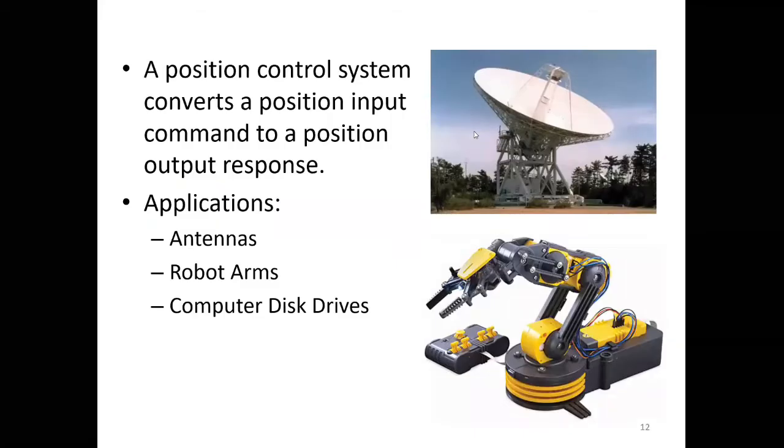Okay, this is the positional control system. A position control system converts a position input command to a position output response. Some applications are antennas, robot arms, and computer disk drives. These are the applications of a positional control system. That means position will be changed according to your input.